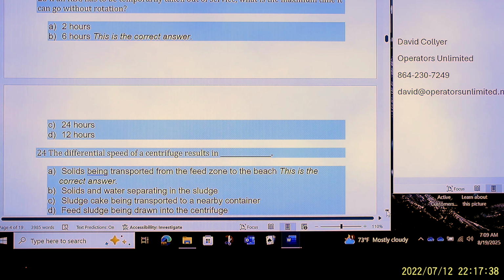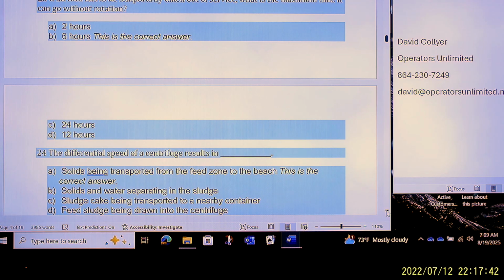Number 23, if an RBC, that's a rotating biocontactor, has to be temporarily taken out of service, what is the maximum time it can go without rotation? A, 2 hours, B, 6 hours, C, 24 hours, D, 12 hours. The answer to 23 is B, 6 hours.